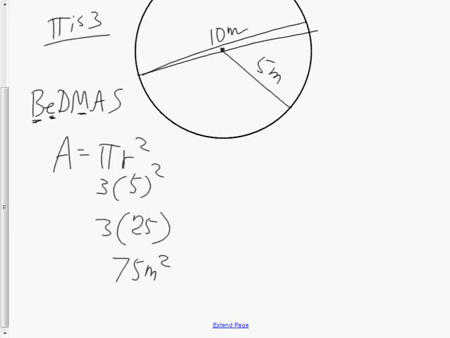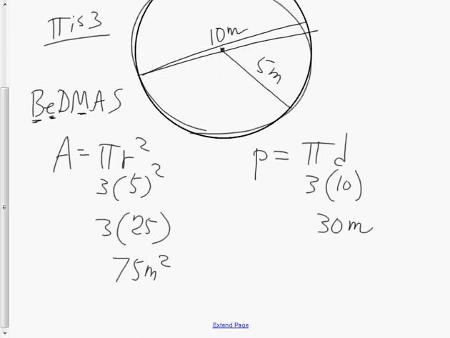Okay. The perimeter of a circle is also known as circumference, and the formula for that is pi multiplied by diameter. Substitute pi for 3 and the diameter for 10. Multiply those out to get 30 meters, and that is the distance around the outside of that circle.